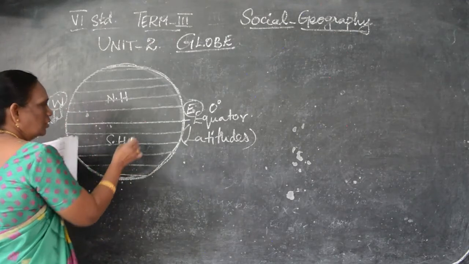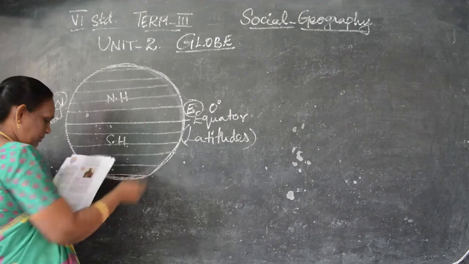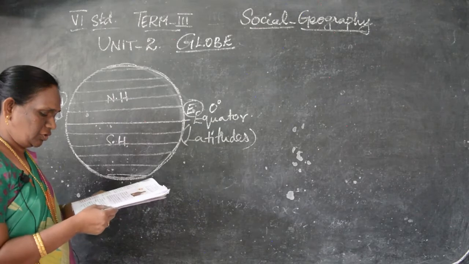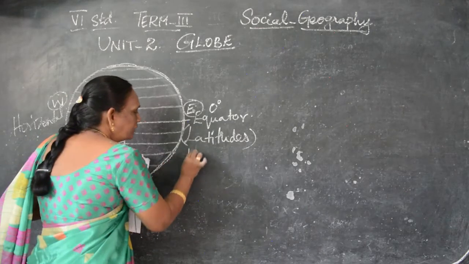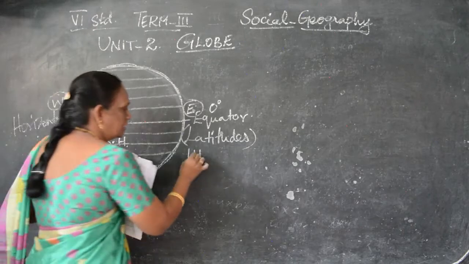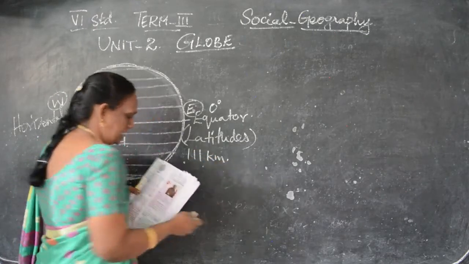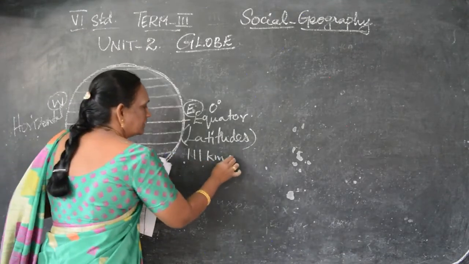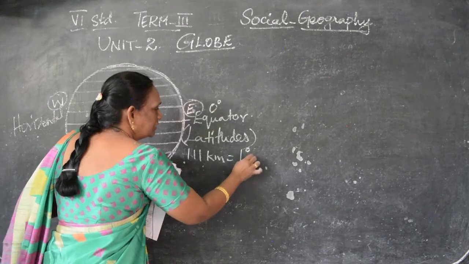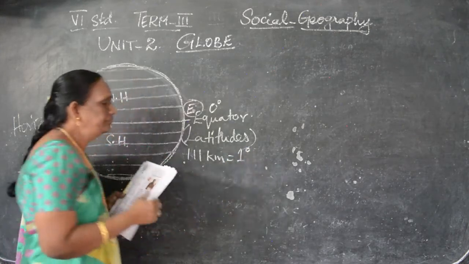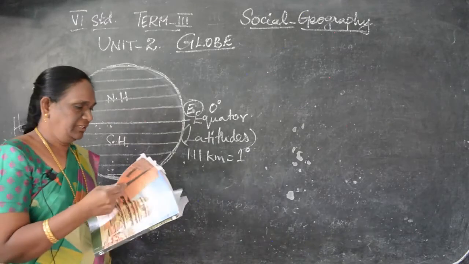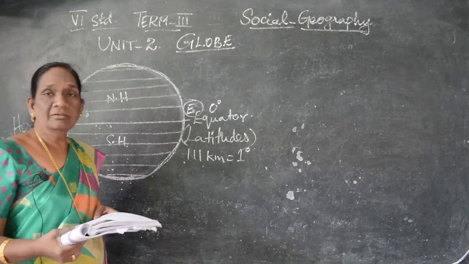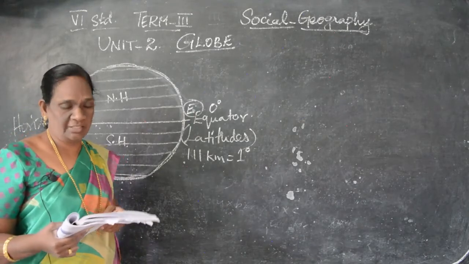Okay ma. So from one line to this line, how much distance is there? There is 1 degree of latitude. So there are 111 kilometers. 1 degree of line is equal to 111 kilometers.